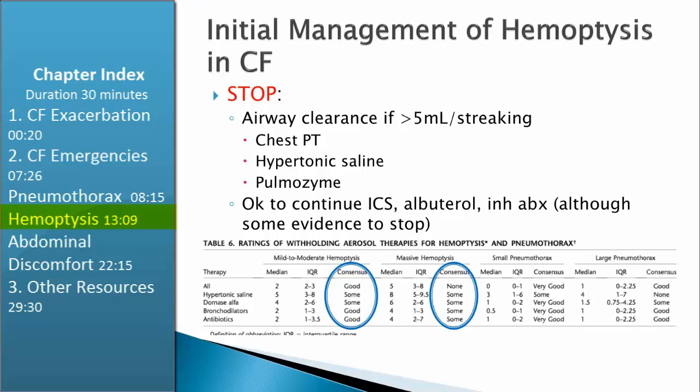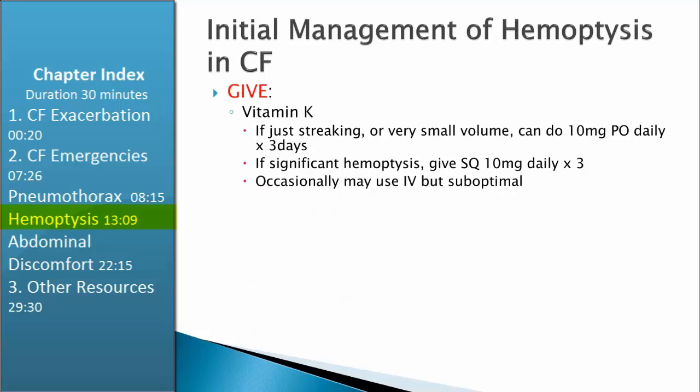But as I mentioned, in practice we often will stop the PT, the hypertonic, and the pulmozyme, but continue the other medications. You often want to give vitamin K. As I mentioned, almost all of these patients are vitamin K deficient. We often will give this even if the INR is normal. If it's just streaking or very small volume, you can give the vitamin K orally, which is 10 milligrams orally daily for 3 days. However, if there's significant bleeding, you want to give it sub-Q, and again, the same dose, 10 milligrams daily for 3 days. We really do not use IV, so make sure that the interns know that they should be ordering this sub-Q.